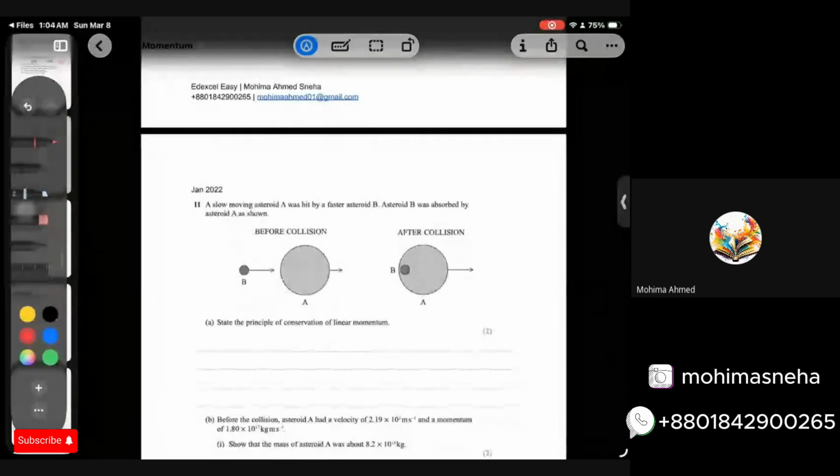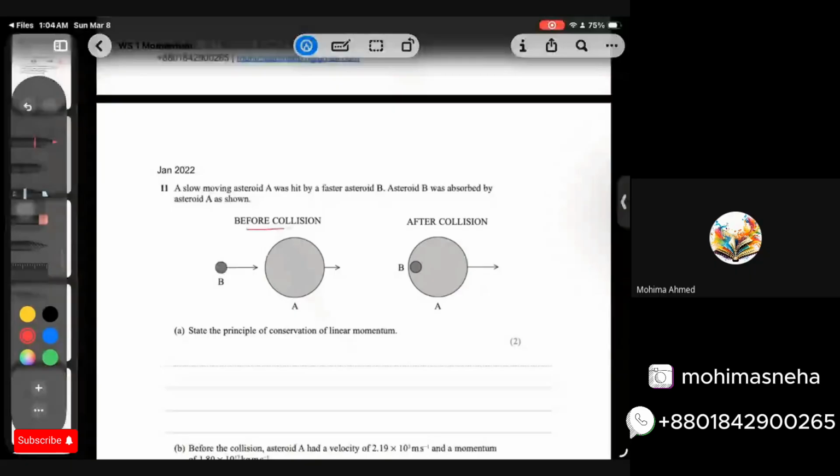So now this one, I can see, state the principle of conservation of momentum. Before and after collision is given. Before collision, I can see that a slow moving asteroid A was moving in this direction, and a faster moving asteroid B was also moving in the same direction, and eventually they collided, right? And after the collision, this is how they look. After the collision, asteroid B is absorbed by A, so A and B combine together, and then they move in the direction of A with a combined velocity.